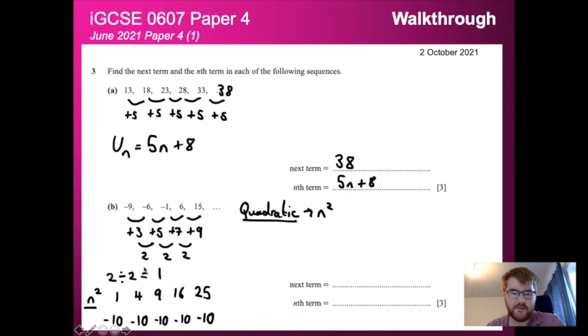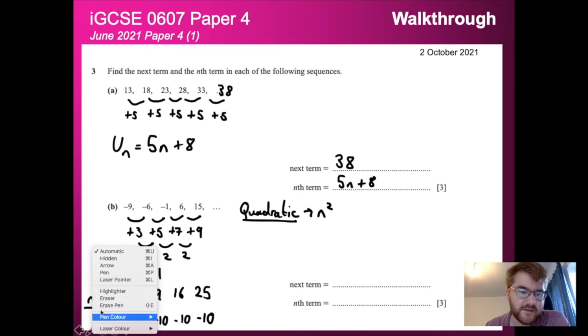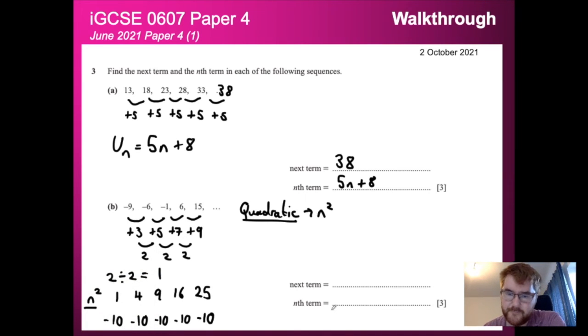Okay, how do I get out of this? There we are, so I'm out of it. So I just put these two things together. So I just go n squared minus 10. And don't forget to do the next term. So if this is plus 5 plus 7 plus 9, this is going to be plus 11. So 15 plus 11 is equal to 26. So we're going to pop that number in just there. Perfect.